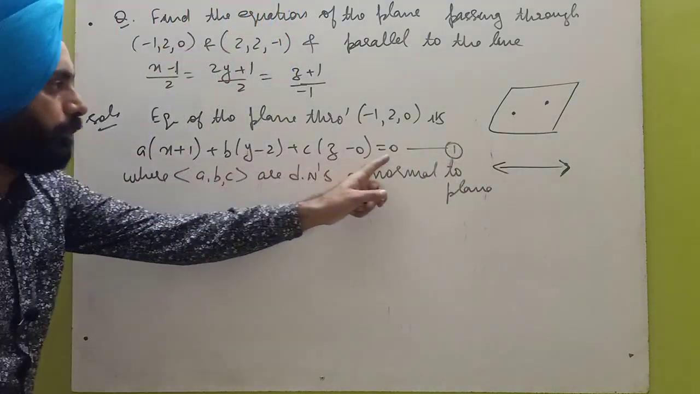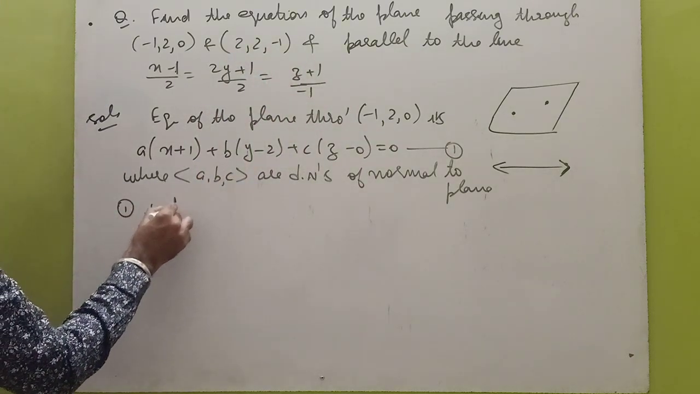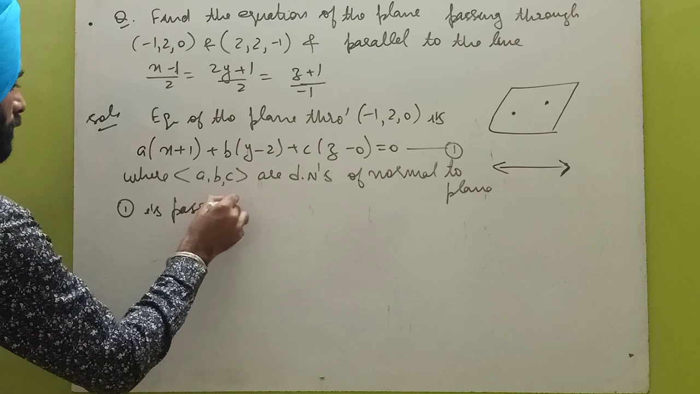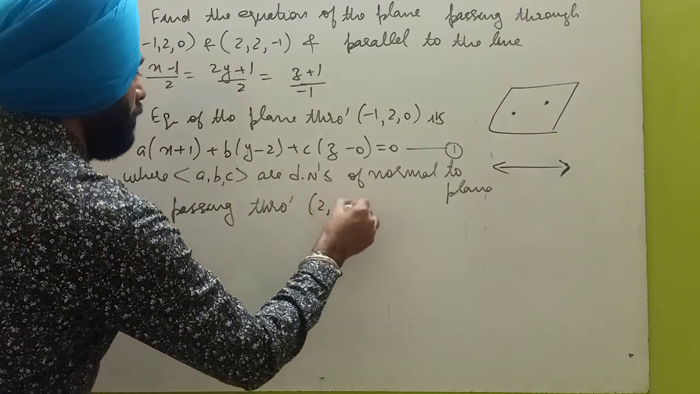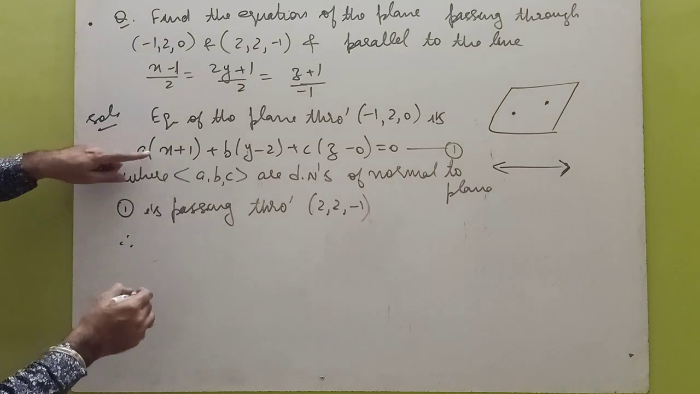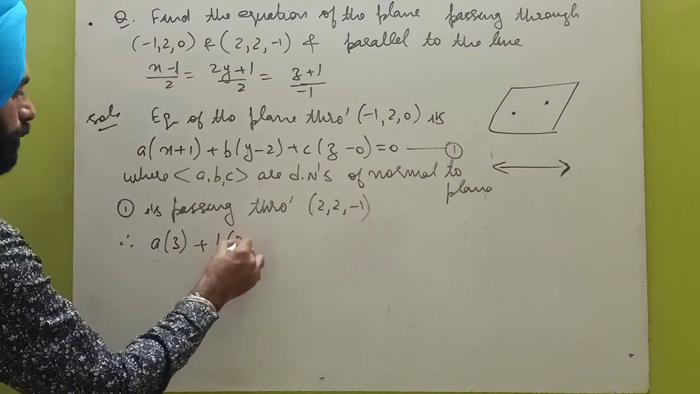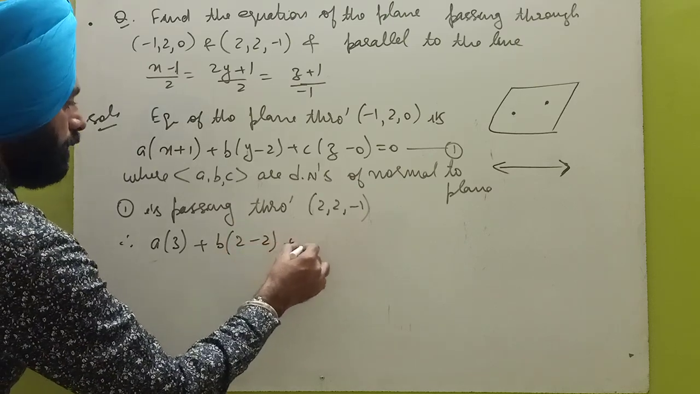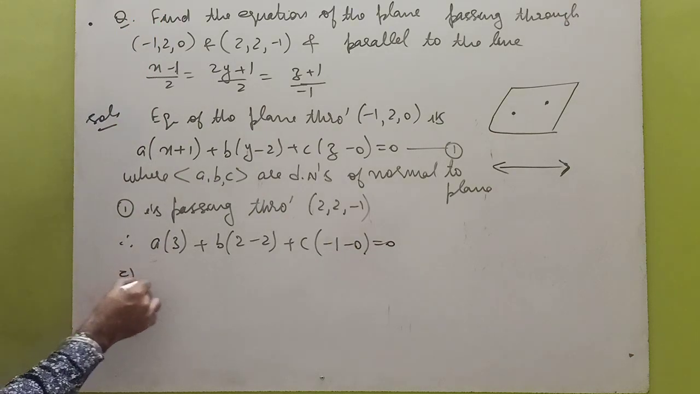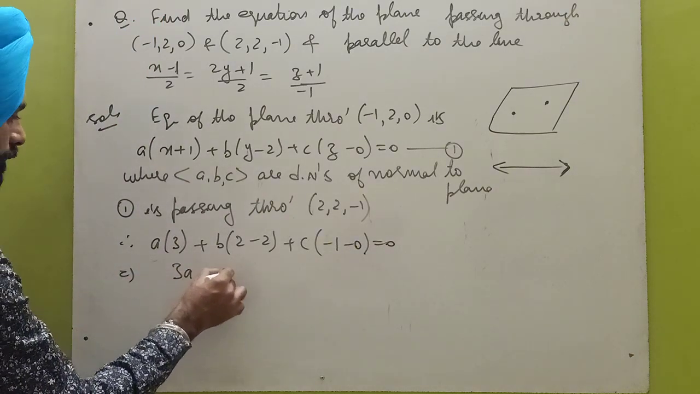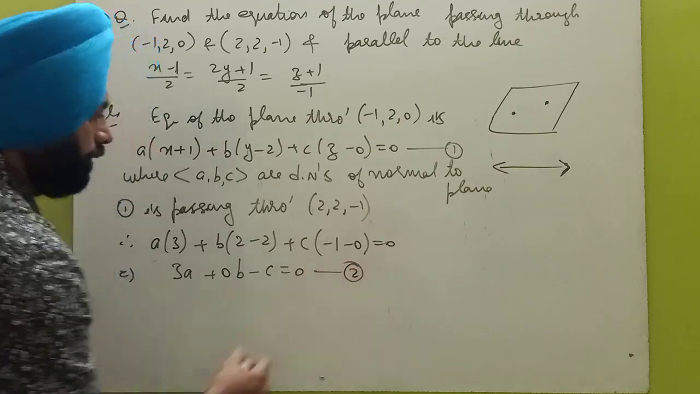Now this plane is passing through this point also. Number 1 is passing through (2, 2, -1). So therefore put x equal to 2: a into 3 plus b into 0 plus c into minus 1 equal to 0. So there is one equation, 3a plus 0b minus c equal to 0. Let us take this as number 2 equation.